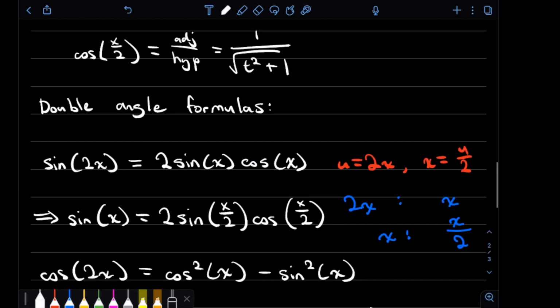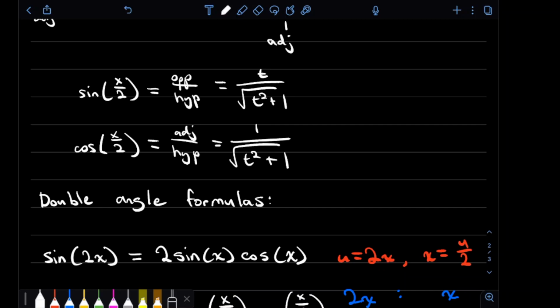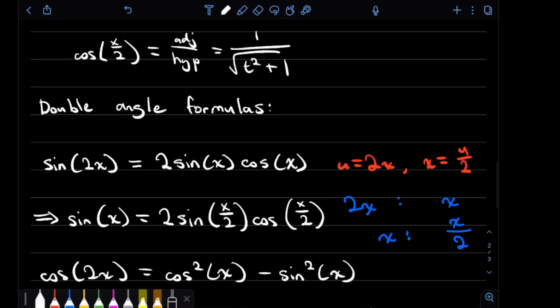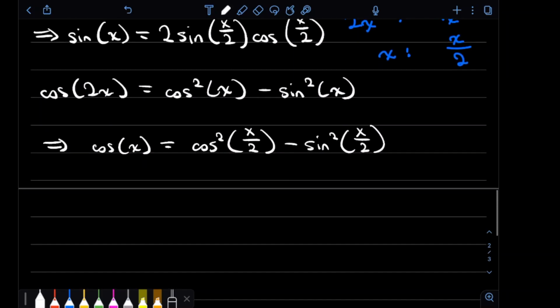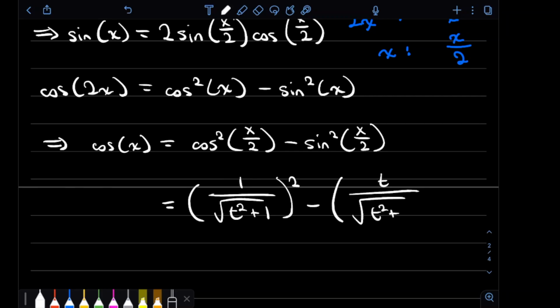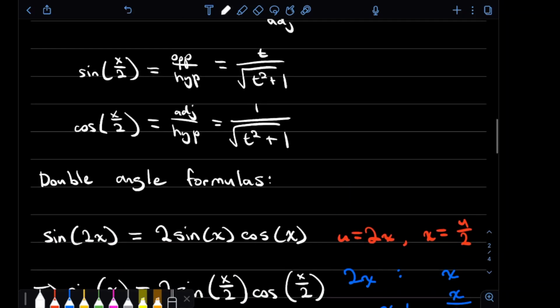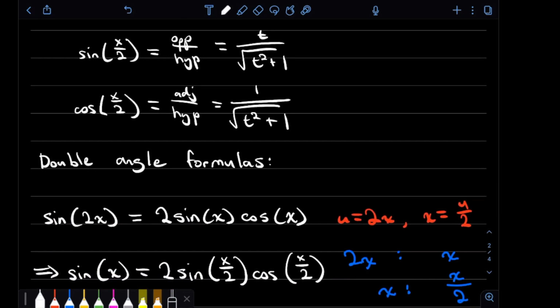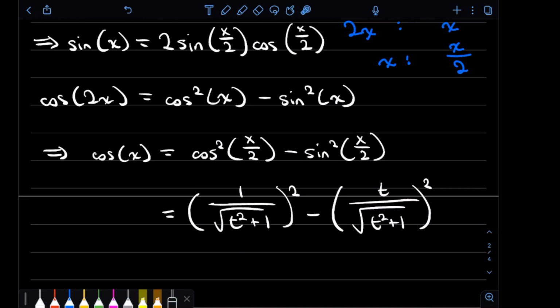Let me check up here. Right, so sine of x over 2 is t over the square root of t squared plus 1, and cosine of x over 2 is 1 over that same denominator. So that means we can replace this with this, squared, and this one with this one, squared. And great, so we still have that here. Again, this is because this equals this equals this, so we can just plug that in there, no problem.